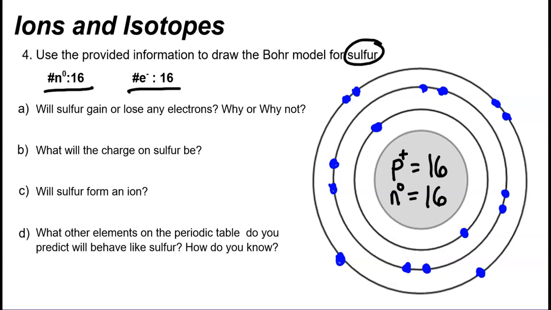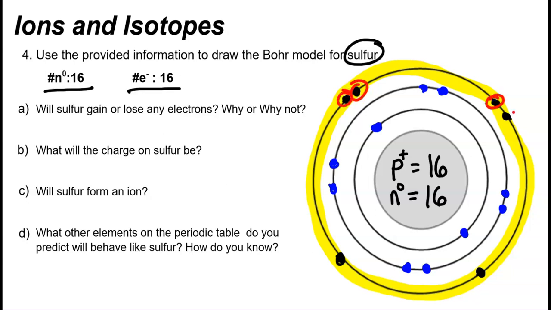So then, now that we've drawn our model, it says, will sulfur gain or lose any electrons? Why or why not? So remember, to determine if an atom will gain or lose electrons, we're looking at the valence shell, meaning the outermost shell. We're just looking at this outermost shell. And we are trying to get to 8 valence electrons, meaning electrons in that outermost shell. Right now, we don't have 8 yet.